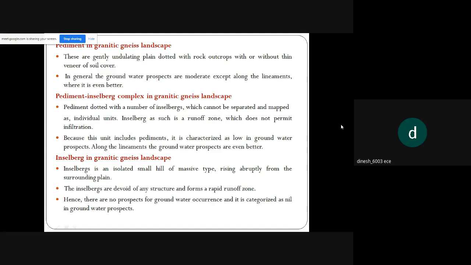Next is pediment inselberg complex in granitic genesis landscape. So this pediment is dotted with a number of inselbergs that cannot be separated and mapped as individual units. This inselberg as such is a runoff zone which does not permit infiltration. Because this unit includes pediments, it is categorized as low in groundwater prospects. Along the lineaments, the groundwater prospects are even better.